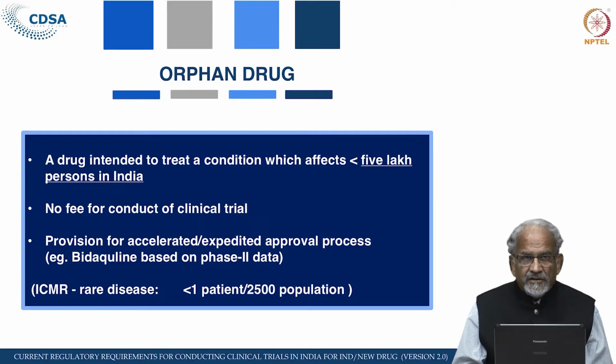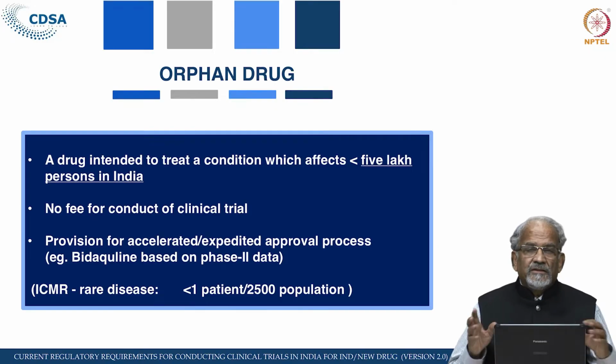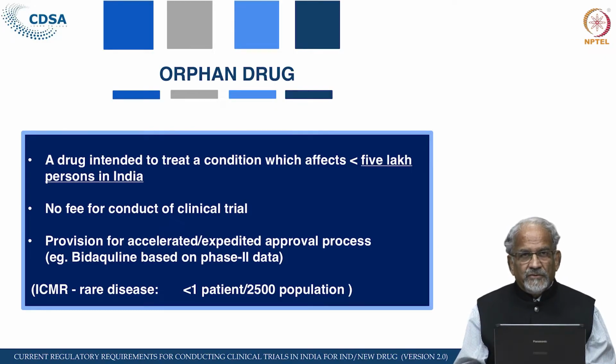And if you just see the red part, the ICMR rare disease is that which is less than 1 patient per 2,500 population. And if you convert this to our population of the country today, nearly the same ratio will lead to 5 lakhs in India. One may argue that 5 lakhs may be more or it may become more if the population increases, then we are open to change this at a later date. But as on date, this is 5 lakh persons, less than that.